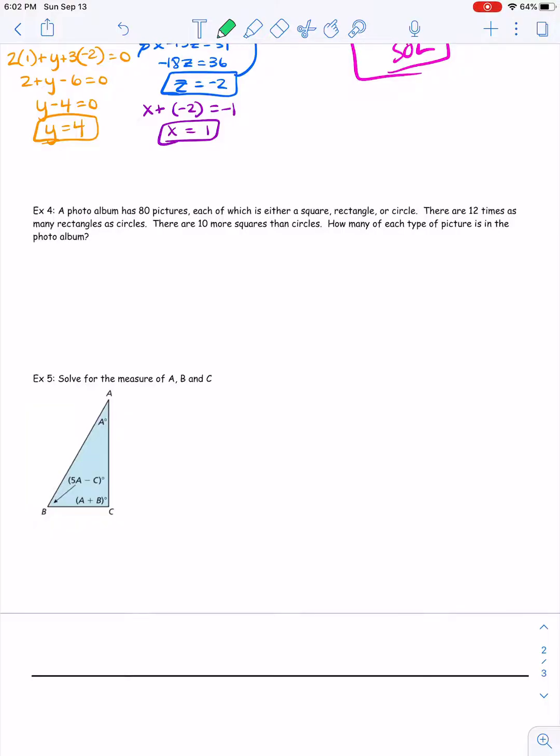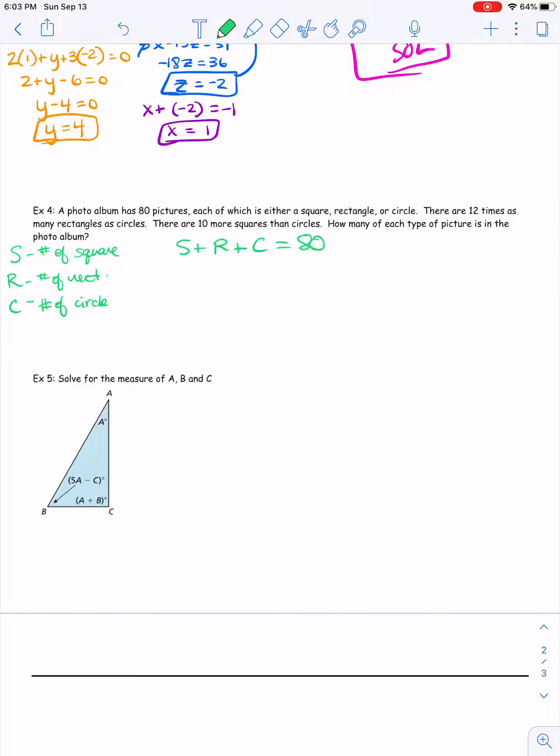So remember, we want to make sure that we're defining our variables. And so in this case, our 3 variables are going to be the number of square pictures, the number of rectangular pictures, and then the number of circular pictures. So I'm going to use S, R, and C. Number of square pictures, number of rectangular pictures, number of circular pictures. Okay. So I know that my photo album has 80 pictures. Well, then that means that the number of square plus the number of rectangular plus the number of circular has to equal 80.